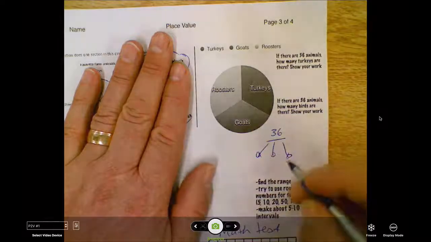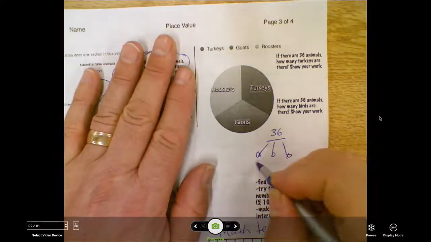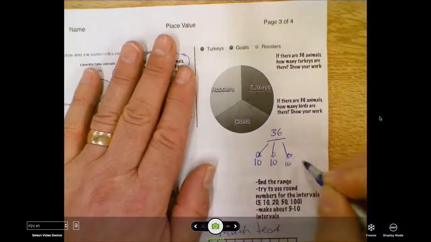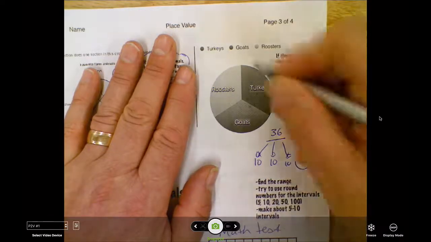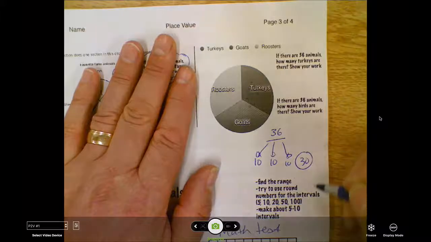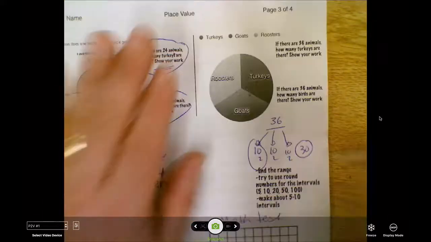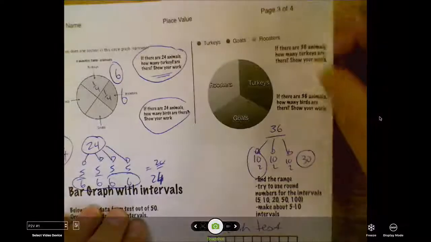Again, let's do a little trial and error. I'm going to say maybe, well, let's say 10. What if each group had 10 in it? Well, that gives me 30. I still have 6 to give out. So let's say I give now 2 more, and that will mean that there will be 12 in each of the groups. That's just one way of figuring out a question like that.